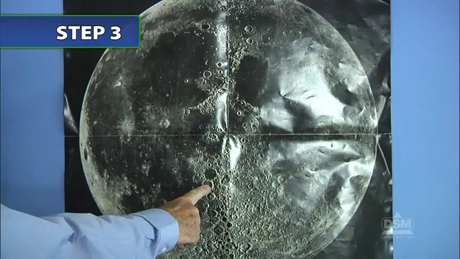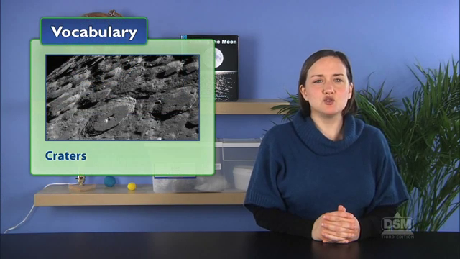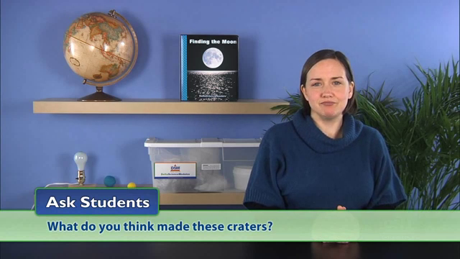Next, point to several of the large craters on the map and solicit ideas as to what they are. Tell students that these round pits on the surface of the moon are called craters. The moon is covered with trillions of craters. Some craters are very small, less than a foot wide, and some are very big, larger than an entire state. Some of the biggest craters are named after famous people. Smaller ones are named after the scientists who first saw them. Ask students, what do you think made these craters? Accept all answers, then tell students that they are going to make a model of the moon's surface to learn how these craters were formed.